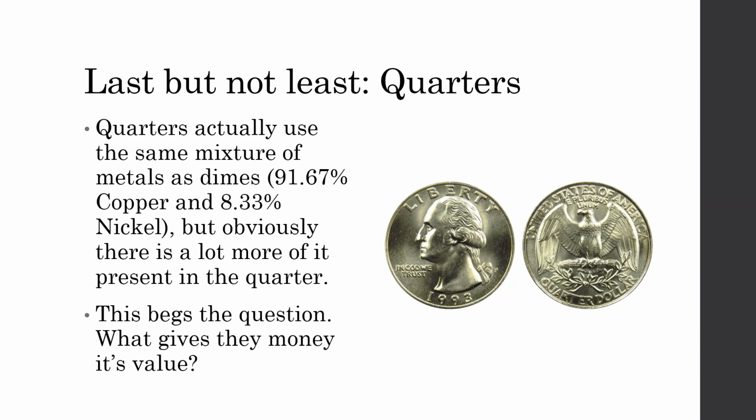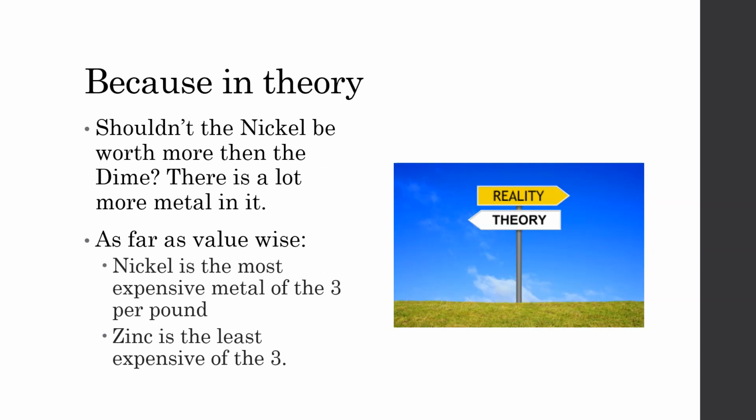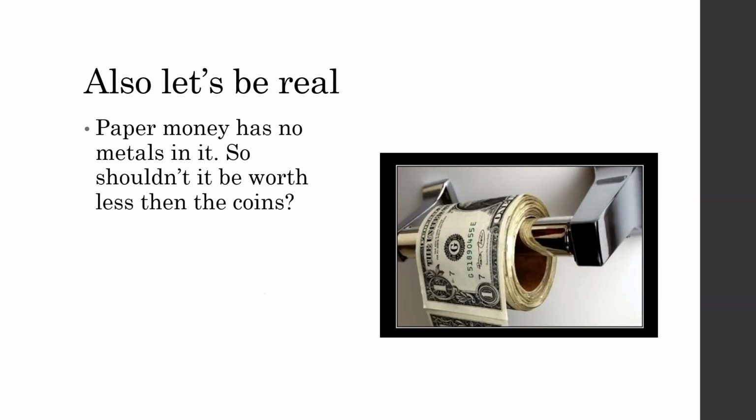This begs the question, what gives this money its value? Because in theory, shouldn't the nickel be worth more than the dime? There's a lot more metal in the nickel than there is the dime. And as far as value-wise, nickel's the most expensive metal of the three metals used in our coins per pound, and zinc is the least expensive of the three. Why are some coins that have more metal in them worth less than other coins? And also, let's be completely real. Paper money has absolutely no metal in it, which means it is probably worthless when it comes to materials. So shouldn't it be worth less than the coins?